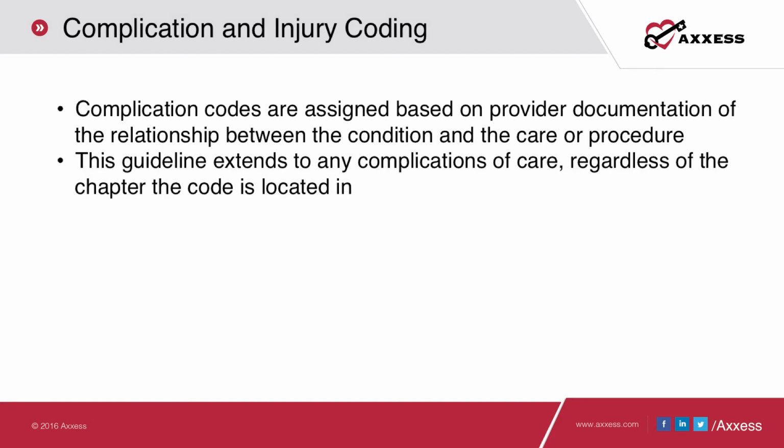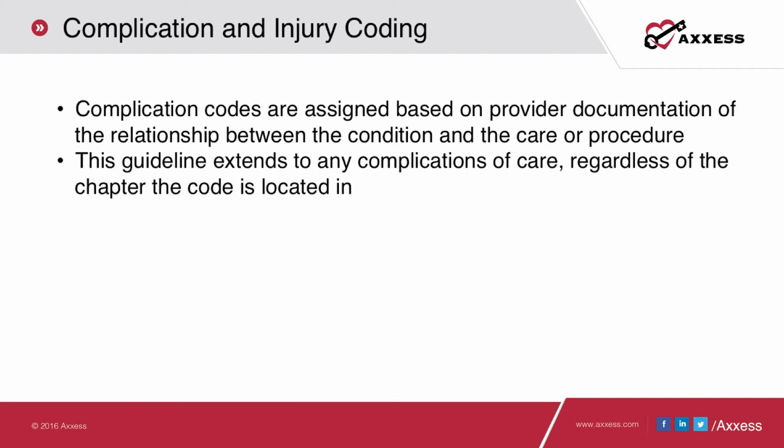Now, complication codes are assigned based on provider documentation of the relationship between the condition and the care or procedure. What that means is that you can't just assume that the infection is due to the surgical procedure and code a complication of surgery infection. You have to make sure that the documentation you receive from the provider or the physician connects the two together. In other words, they connect the infection or whatever other injury or complication to that procedure.